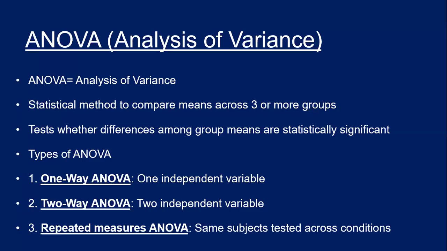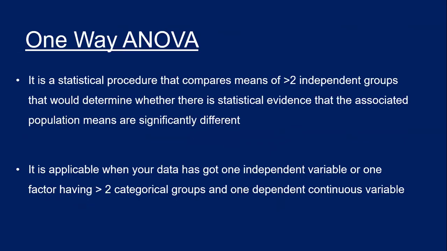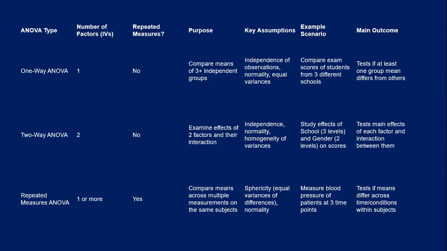So there are three types of ANOVA. One is one-way ANOVA, the other is two-way ANOVA, and the third one is repeated measures ANOVA. For simplicity's sake, we are only using one-way ANOVA for this workshop, so you have a crystal clear idea of what one-way ANOVA is. The rest of the ANOVAs can be applied once you understand one-way ANOVA.